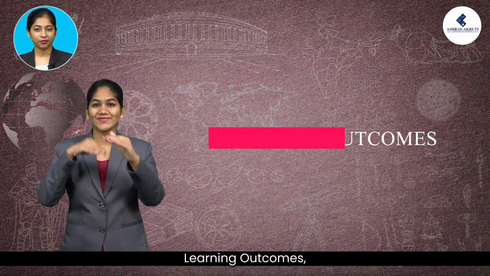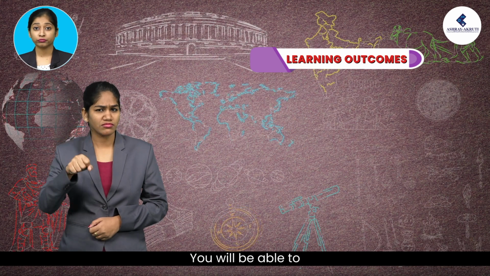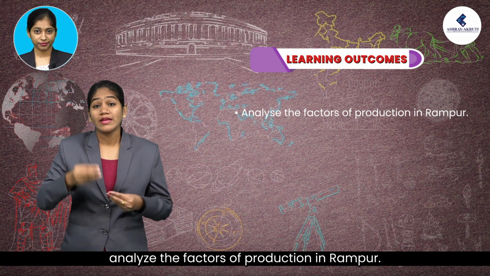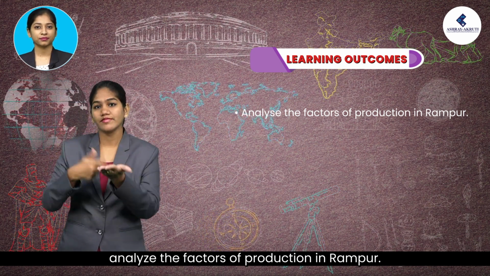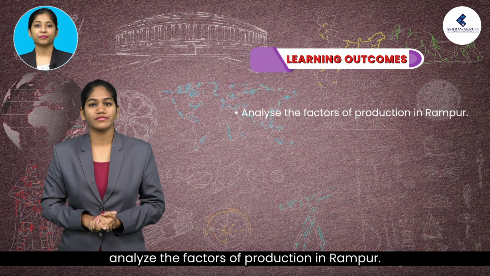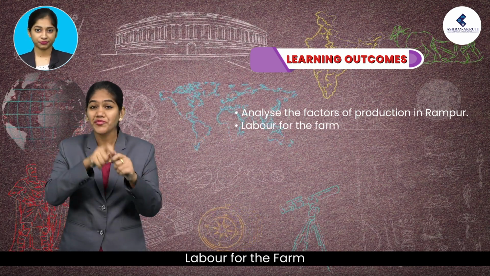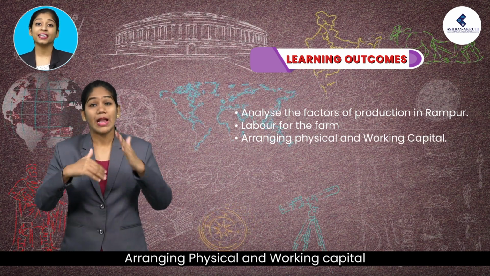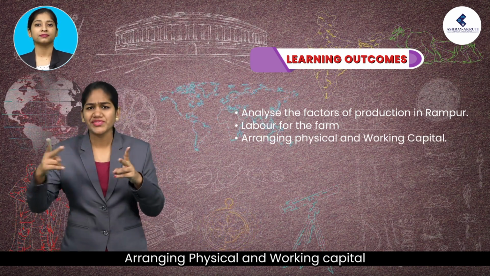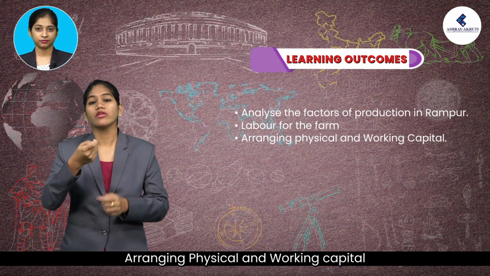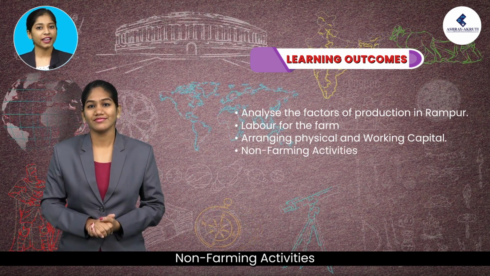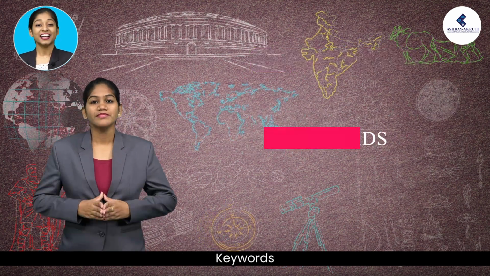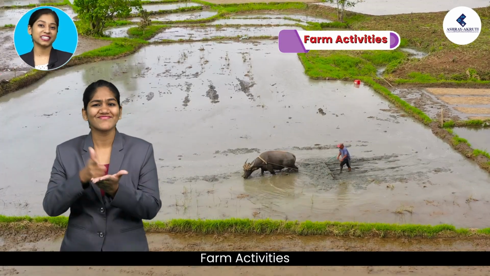Learning outcomes. You will be able to analyze the factors of production in Rampur. Labor for the farm. Arranging physical and working capital. Non-farming activities. Farm activities.